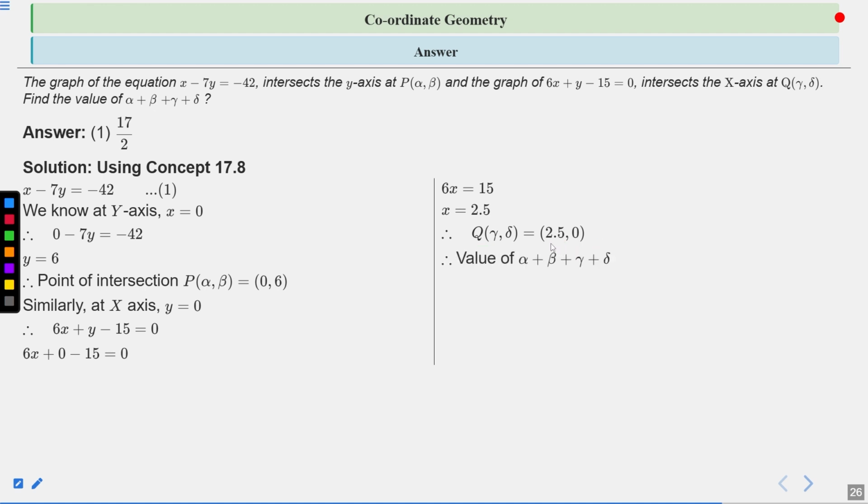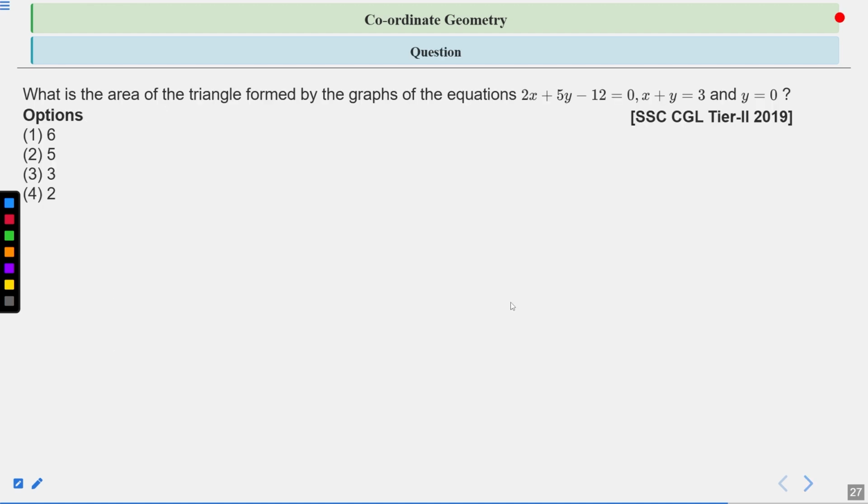So we just put all these 4 values in the given expression, which is alpha plus beta plus gamma plus delta. So we get 0 plus 6 plus 2.5 plus 0, which equals 8.5. So 8.5 can be written in the form of 85 upon 10, or we can say 17 by 2. So the first one is the correct answer of this question. Next one.